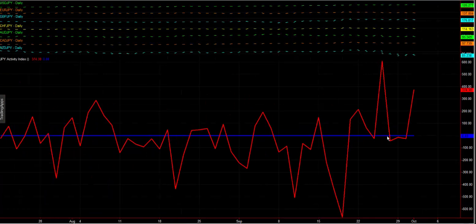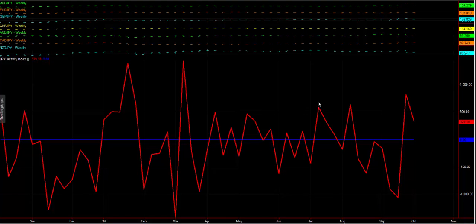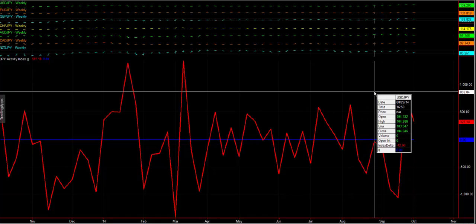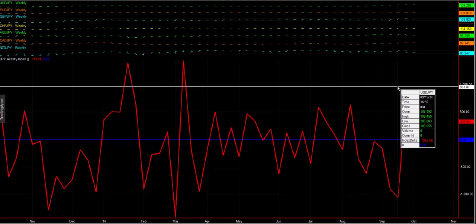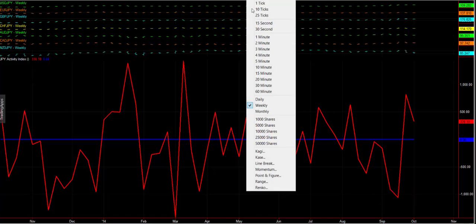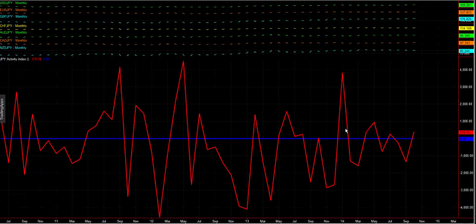Moving over to the Japanese yen, you can see we have had some significant strength here in recent days on some of our activity. Let's go ahead and look at our weekly. You can see we are definitely lower here over the past several weeks in the yen. Finally, moving over to our monthly, we can see we have generally been below water here for most of 2014.